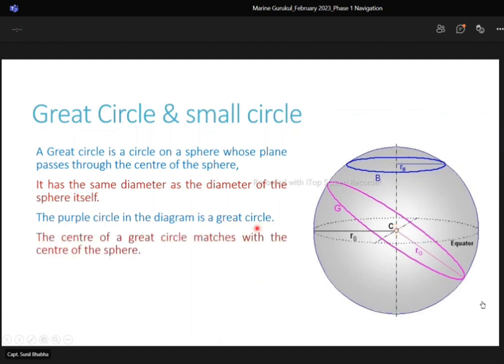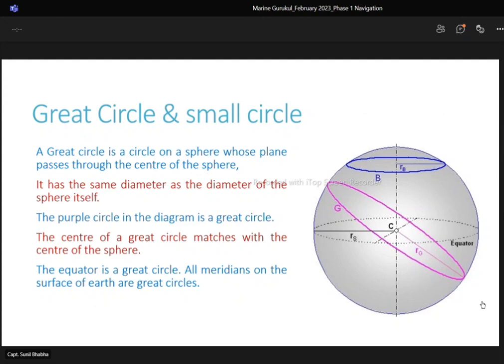Now, as we have seen, the center of a great circle matches with the center of the sphere. To give you an example of a great circle, we have the equator on the surface of Earth. The plane of the equator passes through the center of the Earth, and the center of the equator is the same as the center of Earth. It is the biggest diameter circle which we can draw on the surface of Earth. So the equator is a great circle.